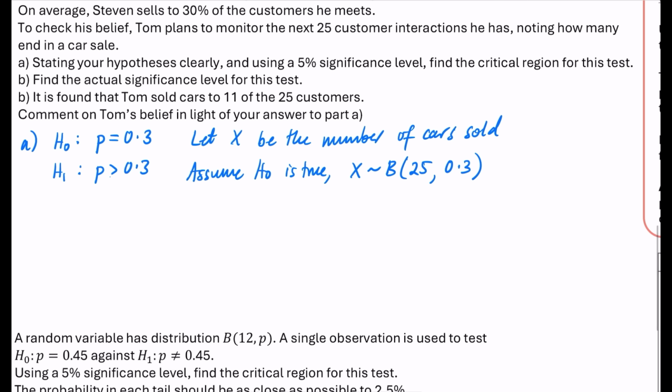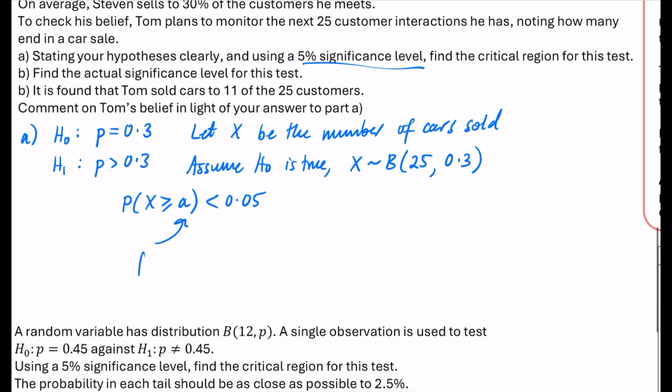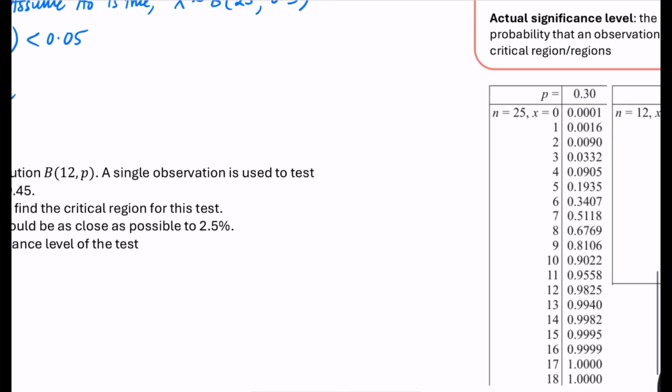So what we're really trying to do is say the probability that x is greater than or equal to some value has got to be less than 0.05, because that is the significance level. And the aim here is we want to find what A is. So I'm going to use this table that we have down here. Now, we've already got the 25 for the number of customers he's seeing and the probability that we've assumed.